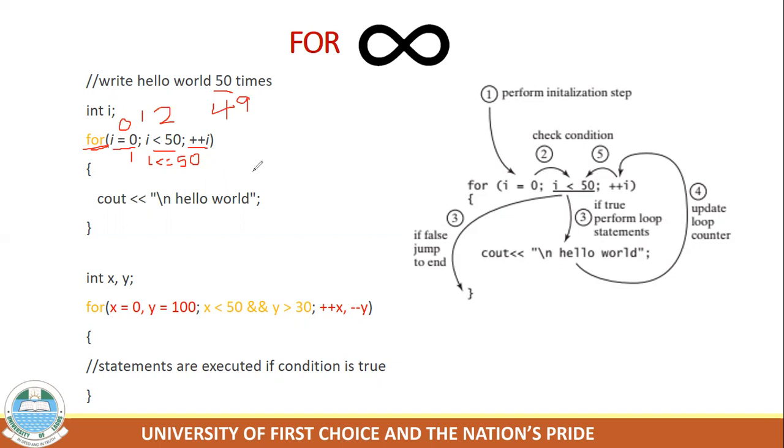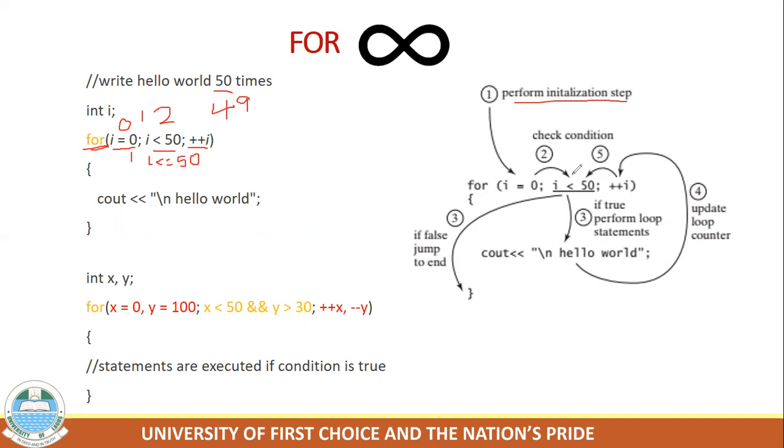So this statement, hello world, will be displayed to the screen 50 times. So let's look at this diagram. The first thing is you perform your initialization step. That is to say, i equals 0, right?